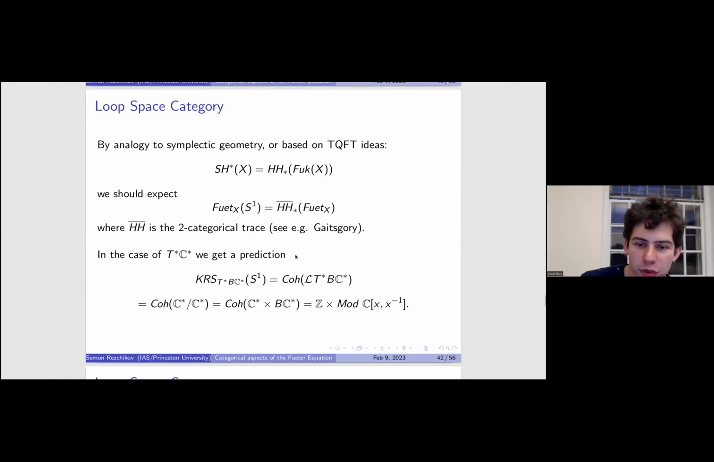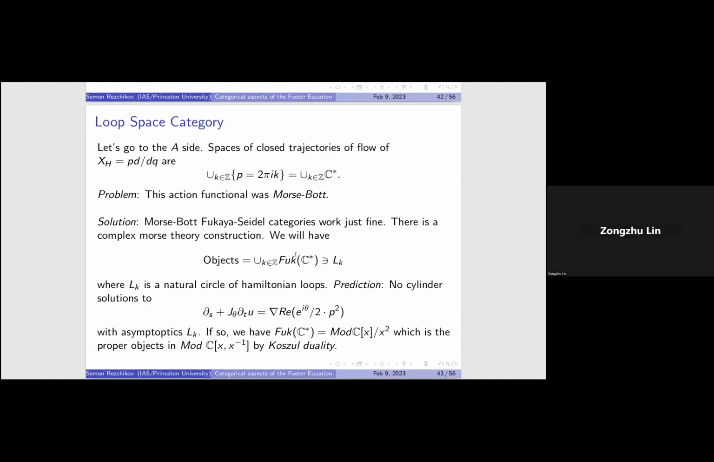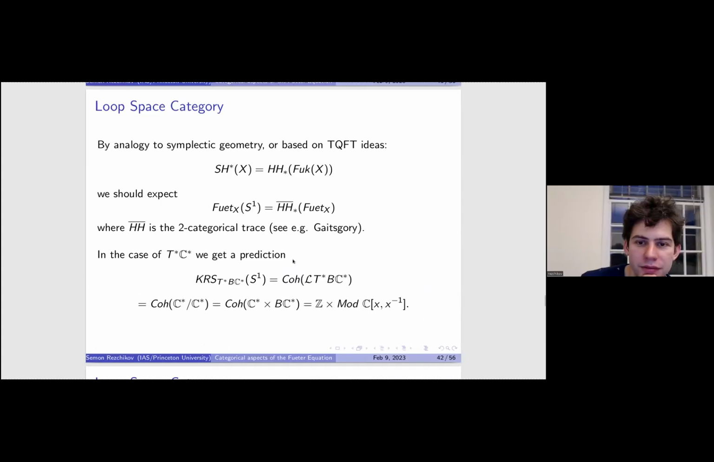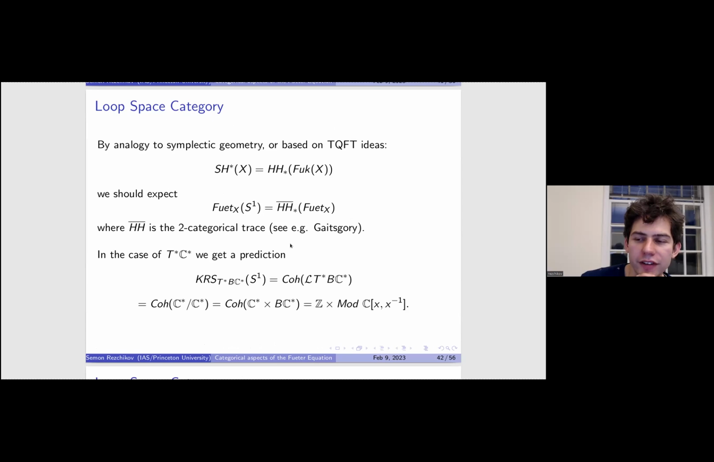So this is the algebraic one, and this is the geometric one. Yes, this is the algebraic one actually. Those are Hochschild homologies. If you have a two category, there are two things you can do to it. One of them, you can take Hochschild homology of each Hom category. The other thing you can do is this kind of two categorical trace. There's some paper of Gates, Gorey, and collaborators, and there's another paper. I'm happy to send you the references.